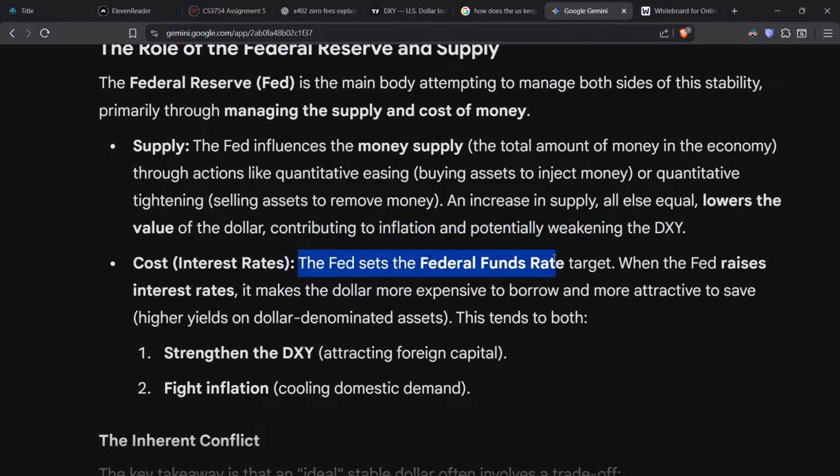Cost. The Fed sets a federal funds rate target. When the Fed raises interest rates, it makes the dollar more expensive to borrow and more attractive to save. This tends to strengthen the DXY, attracting foreign capital, but fights inflation.